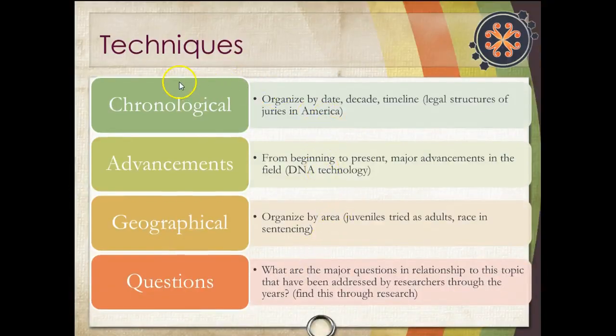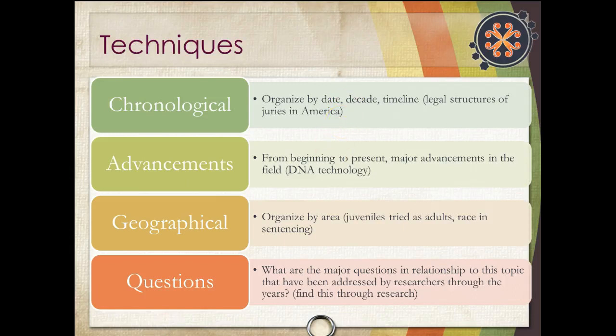So you may organize it chronologically, maybe by date, decade, or timeline. You're going to have your introduction and your conclusion, and then in between those you might have several different decades. If you're talking about the legal structures of juries in America, you might have a section on the inception of juries in America, and then what happened in the late 1800s in America. And in each section you're going to talk about what the different sources said about that thing. So it's a little bit different.